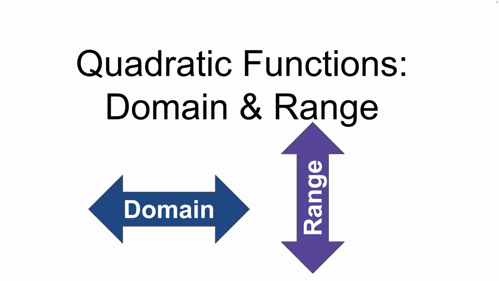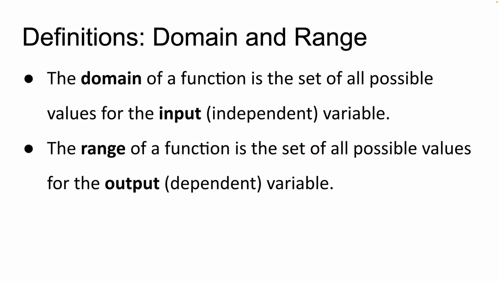Let's get started. The domain of a function is a set of all possible values for the input or independent variable. This is usually known as x for a function. The range of a function is a set of all possible values for the output or dependent variable. This is most commonly known as y.